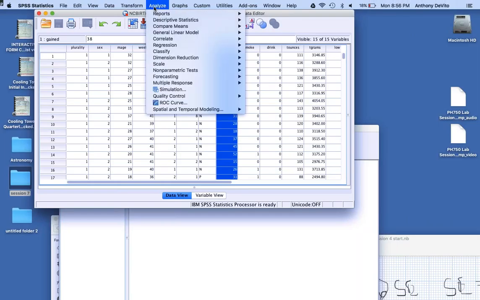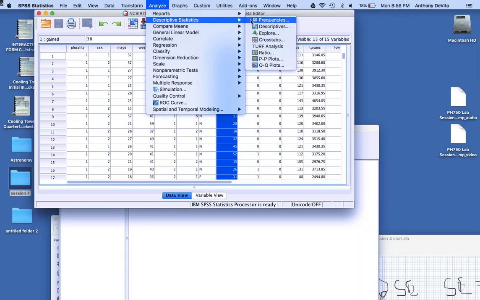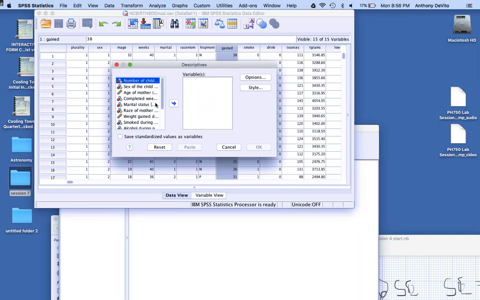So I'm going to go up to Analyze, Descriptive Statistics. Now, since I'm looking for a mean, I'm going to go into Descriptives, and I'm going to say, okay, weight gain during pregnancy.